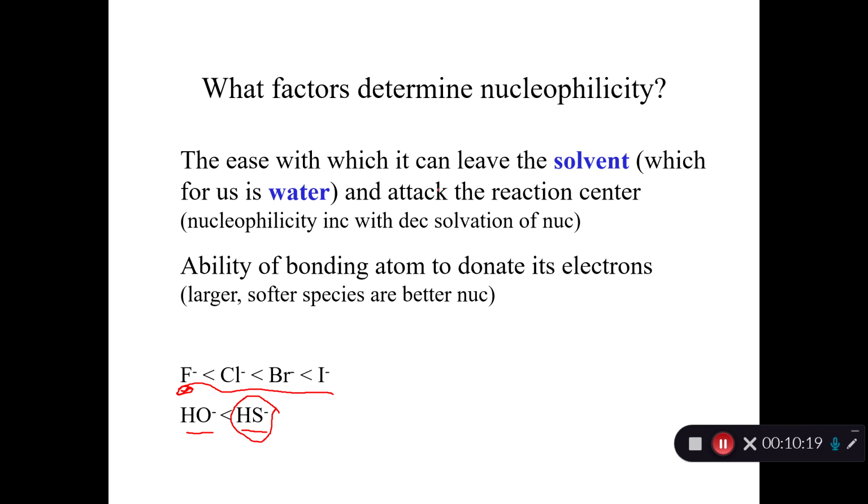So there's the ability to leave the solvent and attack the reaction center, and then also the ability of the bonding atom to donate its electrons. And so sulfur is bigger in diameter than oxygen. It's a row lower on the periodic table. Because it's bigger, its electrons are a little bit further away from the nucleus. So it's a little bit easier for it to donate those electrons to the carbon that it's attacking to form that bond. Whereas oxygen, because it's smaller and holding on to its electrons a little bit tighter, is less able to donate those electrons to form a bond.